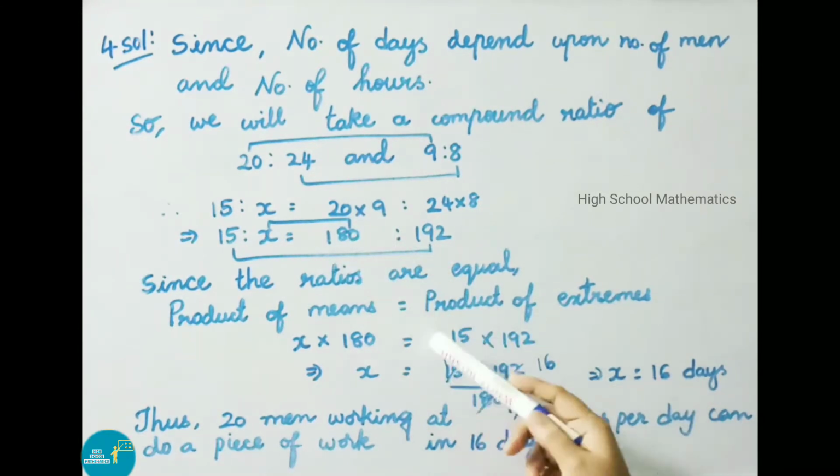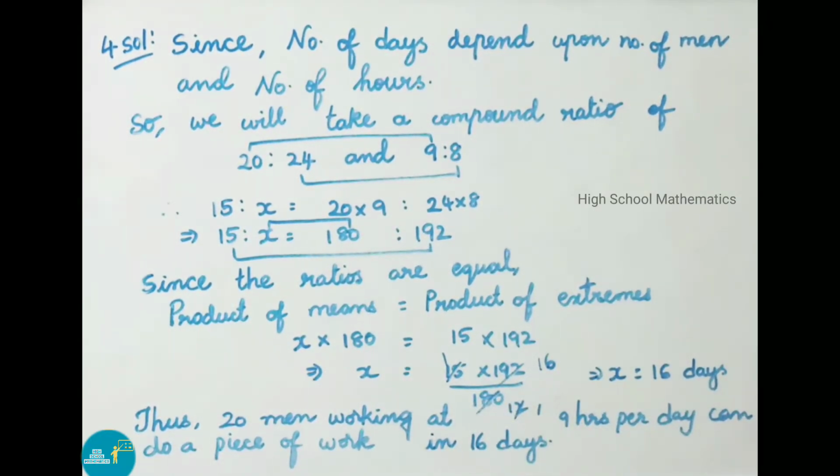So x into 180 is equal to 15 into 192. That implies x equal to 15 into 192 by 180. 15 ones are 15, 15 twelves are 180, 12 ones are 12, 12 sixteens are 192. That implies x equal to multiply numerators 1 into 16, that is 16. Therefore x value is 16 days. Thus 20 men working at 9 hours per day can do a piece of work in 16 days.